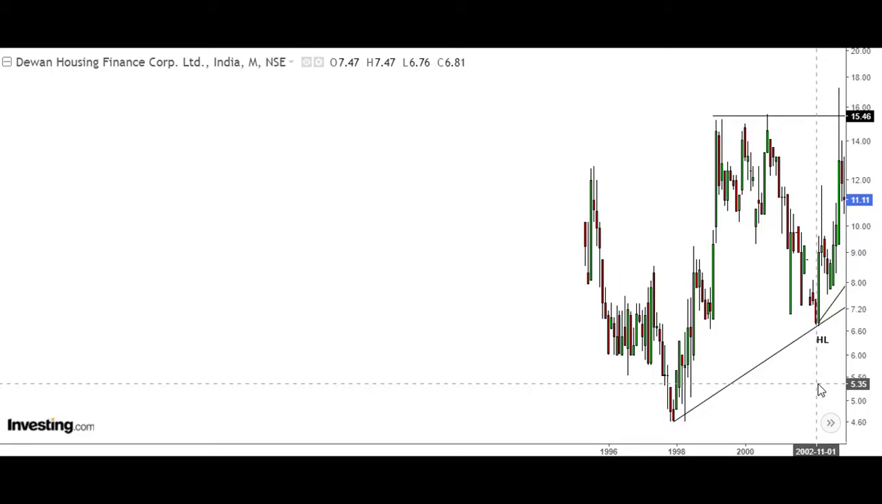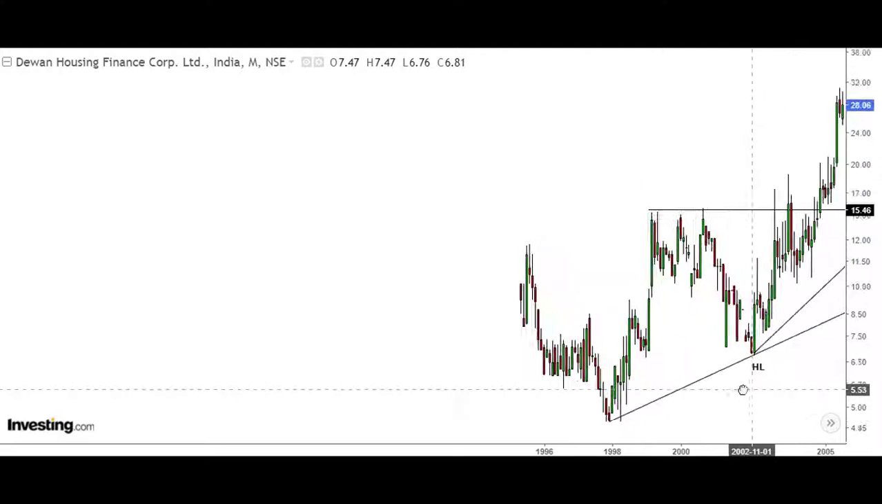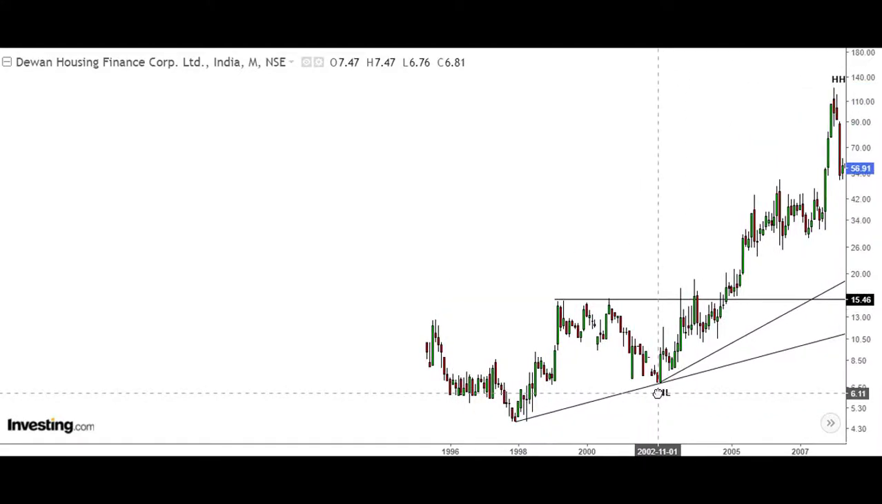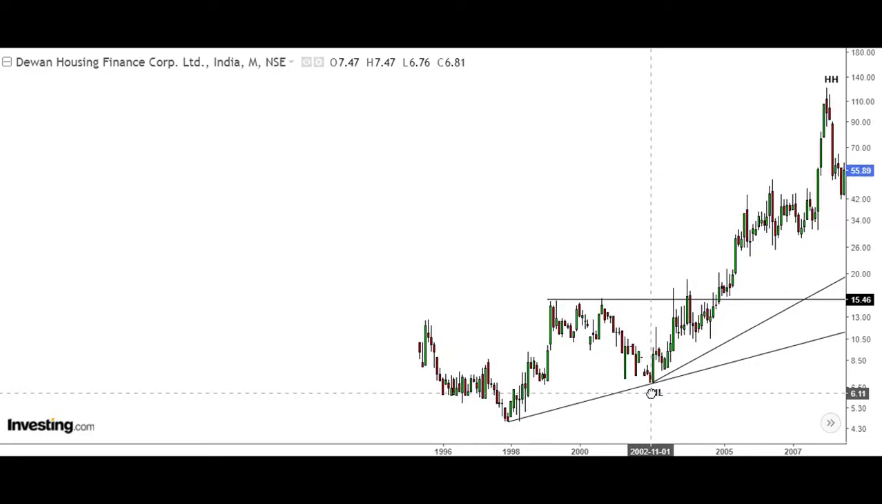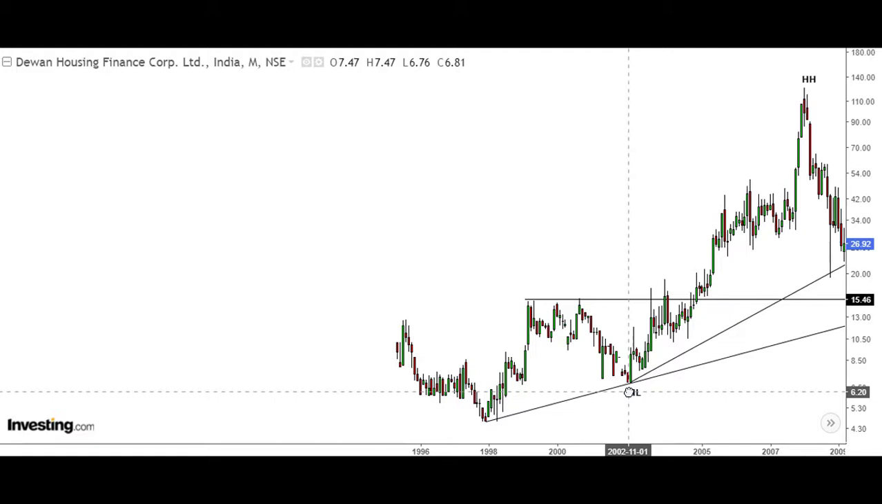The stock made a low of 4.76 in the year 1998. And from there onwards, it moved up to 15 rupees. The stock then fell and made a low, but it was higher than the previous low. And later, the stock finally breaks the 15 rupee level and moves up sharply. Now many would have been invested here, and the stock ran up to 128 rupees and then fell in the year 2008. Here we can draw a new trend line using the low of 2002 and extending into future.